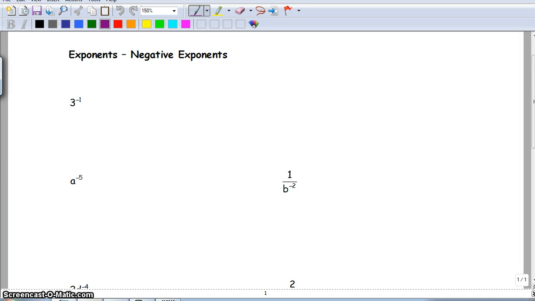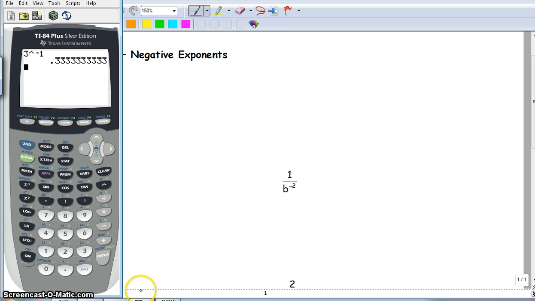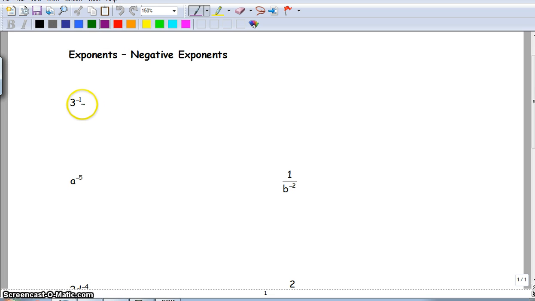This is help with the negative exponents property. So the first problem I'm going to look at, I have 3 raised to the negative first power. Now I can simplify this in my calculator, and when I type it in, 3 to the negative first, I use this caret key, gives me 0.3 repeating, which if you remember is the same as 1/3.